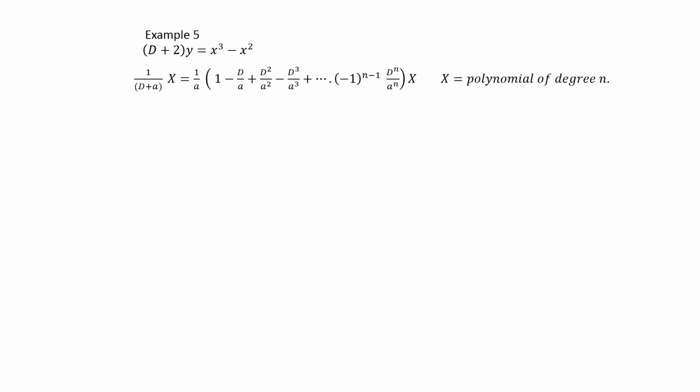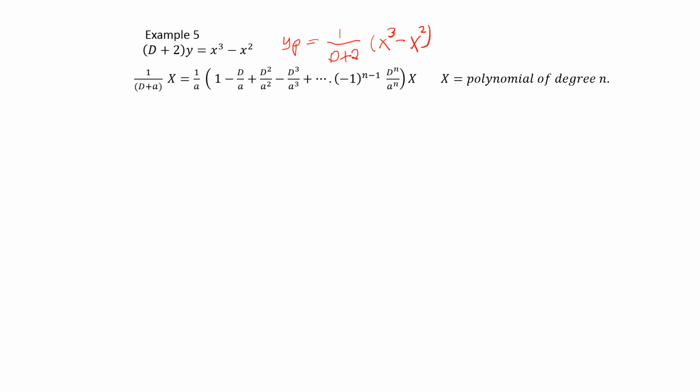Alright, let's have example 5. Now let's compute the particular solution of (D + 2)y = x³ − x². Now next step is, okay, we are going to use this formula. Now remember that your y sub p here will be equal to 1 over D + 2 of x³ − x².